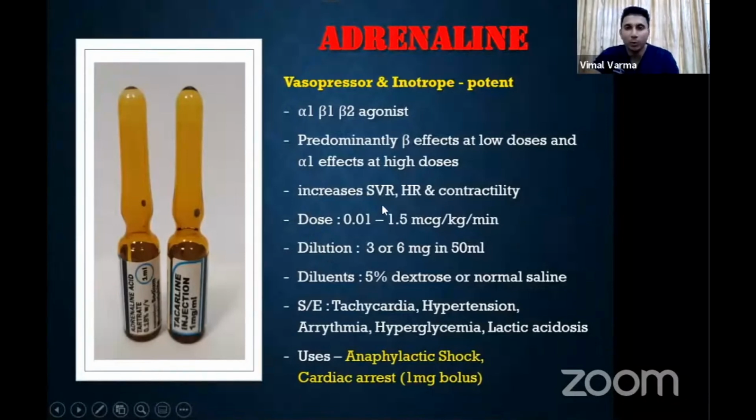Okay. So when you increase your systemic vascular resistance, your heart rate, and your contractility, your mean arterial pressure will be increased. The dose is the same as for noradrenaline for infusion, 0.01 to 1.5 mcg per kg per minute. The adrenaline vial comes as 1 mg per mL, and the infusion preparation is usually single strength with 3 mg or 6 mg in 50 mL. Either you take 3 vials or 6 vials. It can be diluted in 5% dextrose or normal saline.